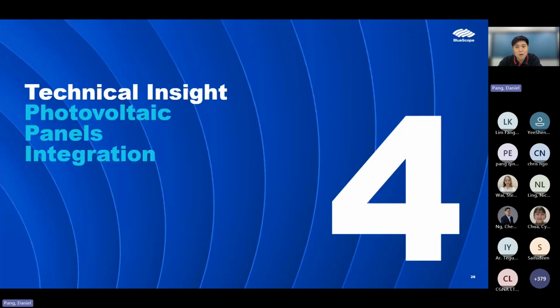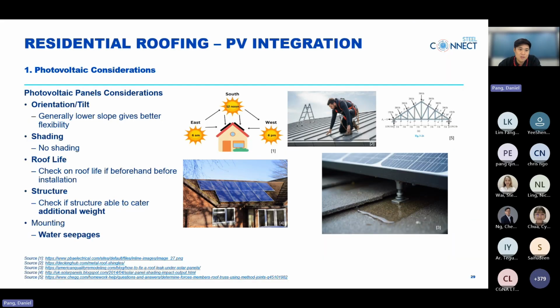Now we go into photovoltaic integration, because today roofs are no longer just shelter but energy platform. So first, let's talk about something that's becoming increasingly common in residential roof. So photovoltaic panels or PV panels. It quickly became a design expectation. So 5 things that matter.